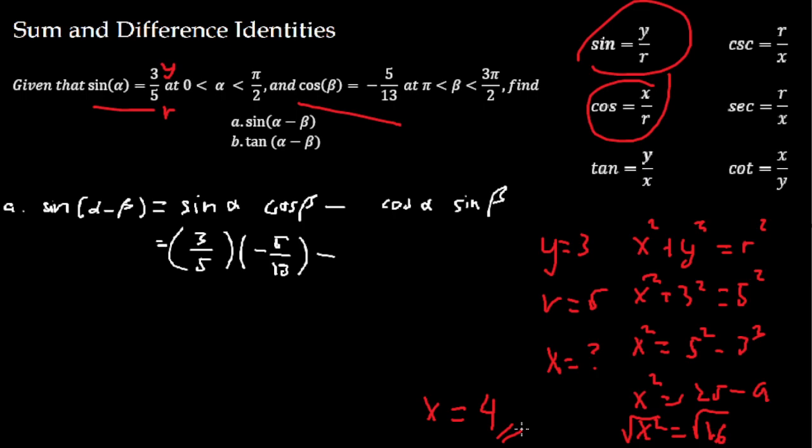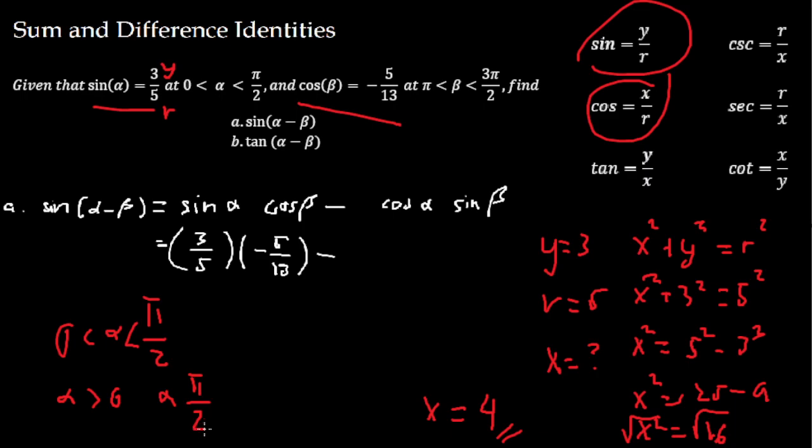So, what quadrant is this? If we still remember, let's reverse it. We can rewrite this 0 less than alpha less than pi over 2 as alpha is greater than 0 but is less than pi over 2.